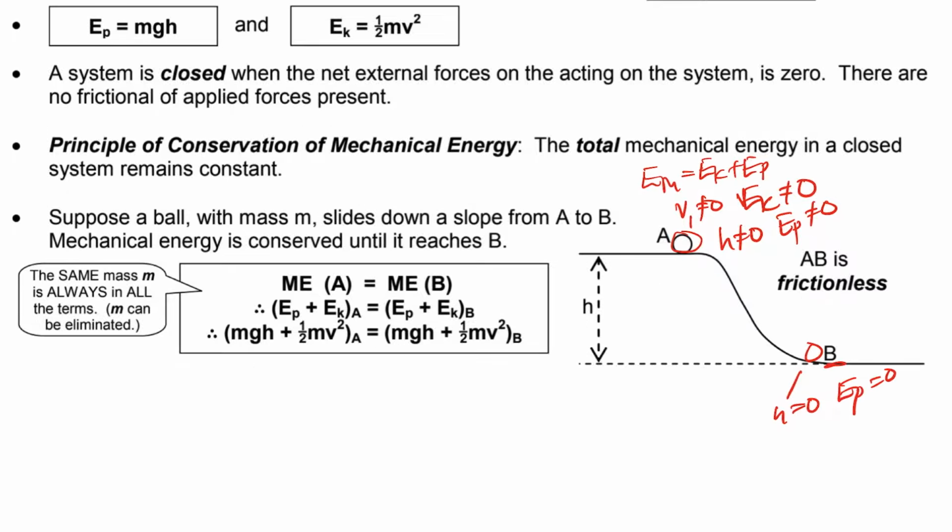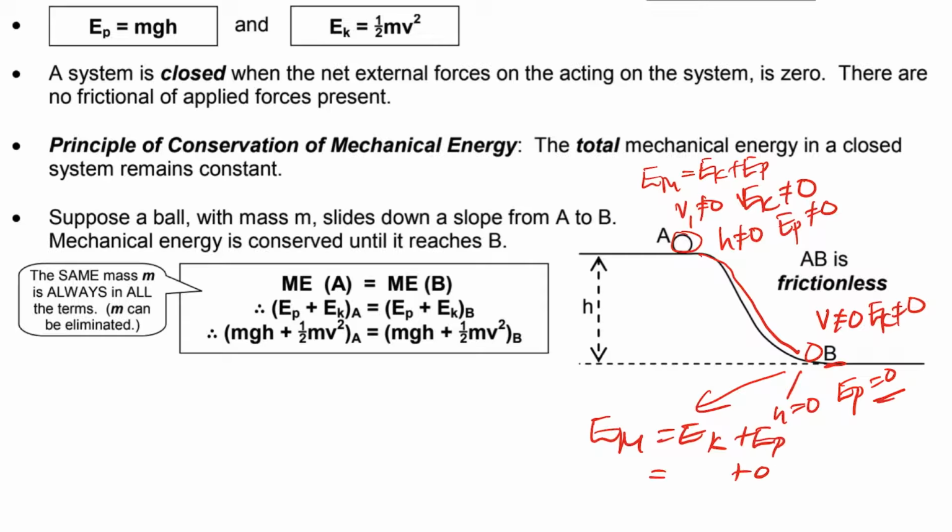And when it gets here, it arrives with a greater speed, because as an object goes down, its speed increases. So there's a velocity there that is not equal to zero, and the kinetic energy is not equal to zero. Therefore at B, the mechanical energy will be the sum of kinetic energy and gravitational potential energy. But the gravitational potential energy is zero. The kinetic energy is whatever value that is.